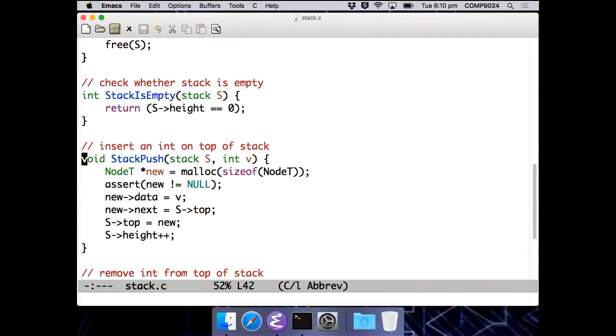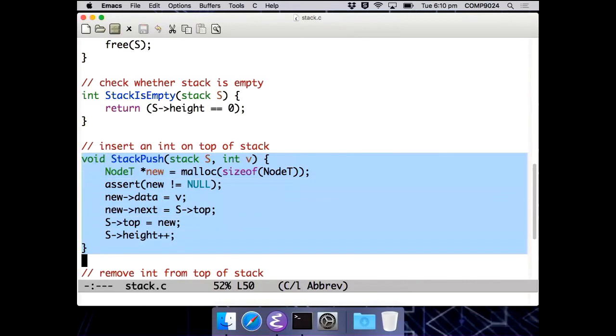Inserting an element. Given that the top element is the head of the list, pushing an element onto a stack means we have to add a new node at the beginning of the linked list. So we use that same function that we looked at, which was adding an element to the head of the list. And this is what happens here. We allocate space for one new node. We fill that node with the data, with the value that we want to push onto the stack.